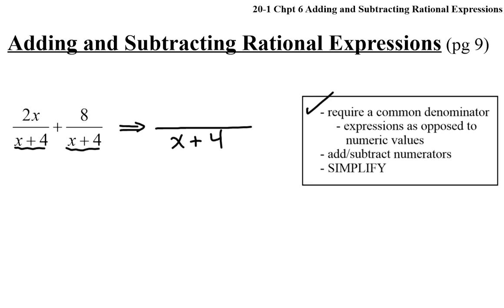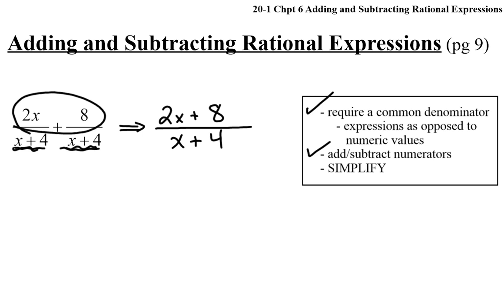We don't do anything once we have a common denominator. Denominator stays the same. But what do we have to do? Well, we have to add or subtract the numerators. So as much as my x plus 4 is a common denominator, it stays. I still need to do the work with my numerators.